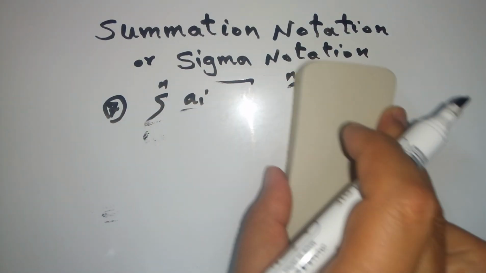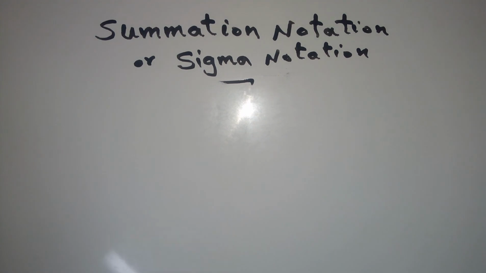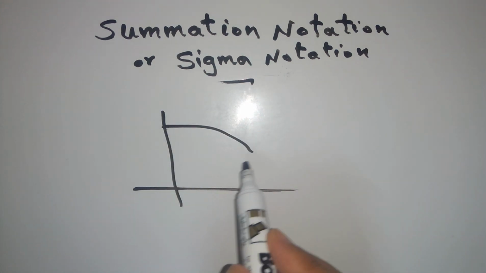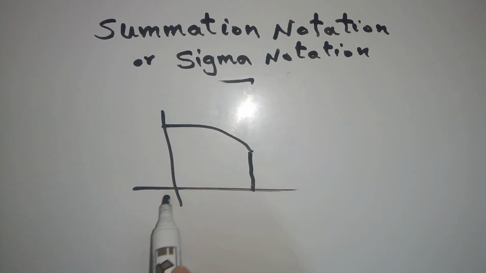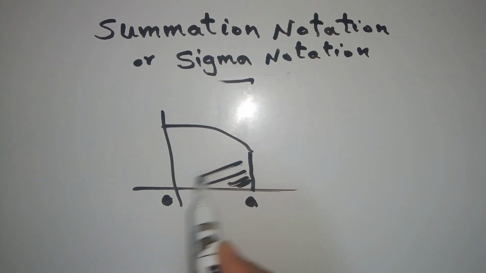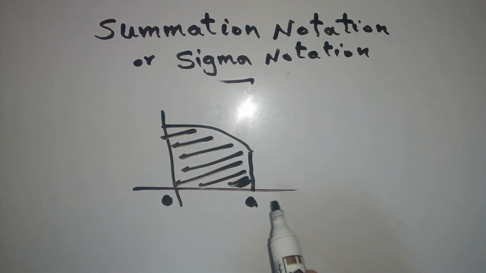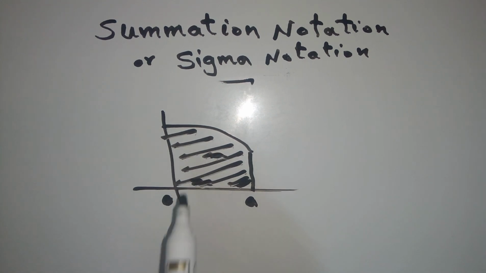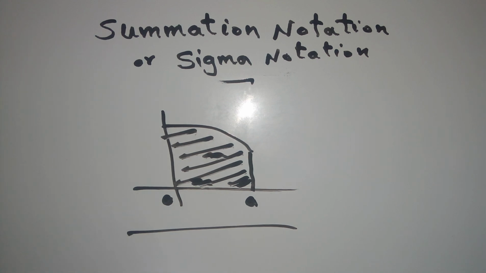We have many examples about this before, and we studied this summation notation to help us study the area under the graph of the curve of a function. If you have a function like this and I want to find the area from 0 to a, this region, this summation notation will help us get this area by using calculus. And we will complete this lesson in another video.